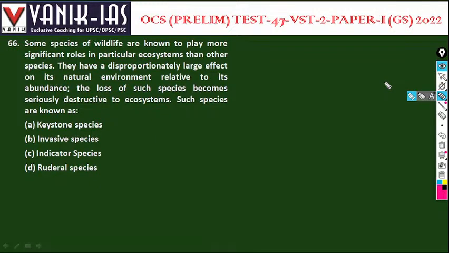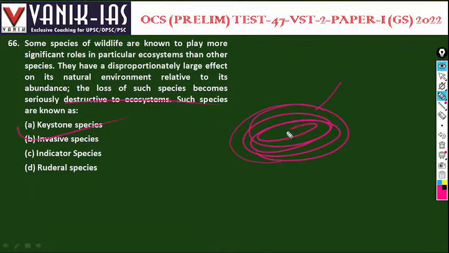Some species of wildlife are known to play more significant roles in particular ecosystems than other species. They have a disproportionately large effect on the natural environment relative to their abundance. More significant roles. And that is invasive species. Seriously destructive. It is invasive species. That means whenever they enter an environment, they dominate all other species and become a threat to all of them.